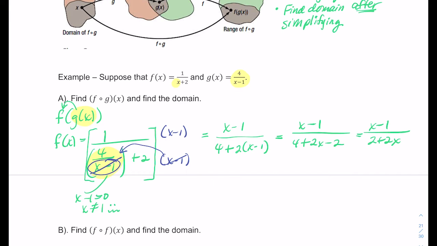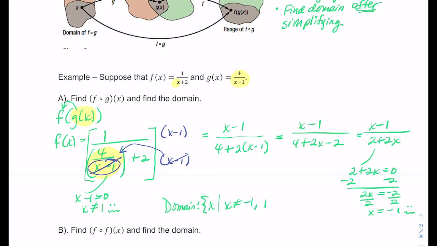Now, I need to look at my denominator again, and I need to set that equal to 0, and again, find what value I need to restrict the domain. So here, -1 is a bad number. If x was -1, your denominator would be 0, which would make the fraction undefined. So now for my domain, it's going to be all real numbers except x can't equal -1 and +1.